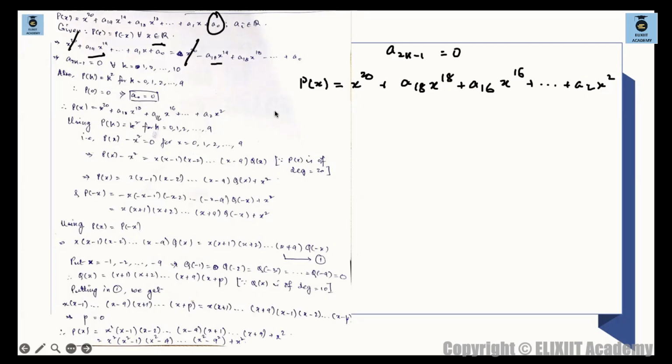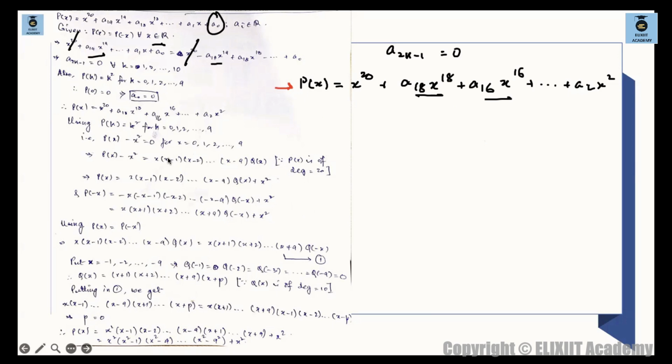So what is remaining? The even terms are remaining: x to the power of 20 plus a18, 20, 18, 16, all these are remaining. And one more thing: the leading coefficient is 1 over here, which means Px is a monic polynomial. I hope this much is clear to all. So what we have derived is that the odd coefficients are 0 and a0, the constant term, is also 0. So this is what we are having; Px is this polynomial.